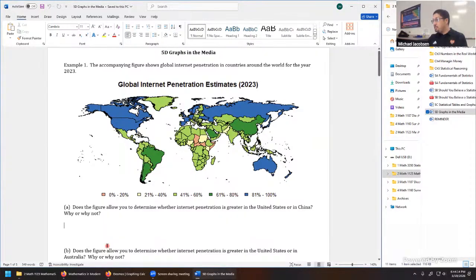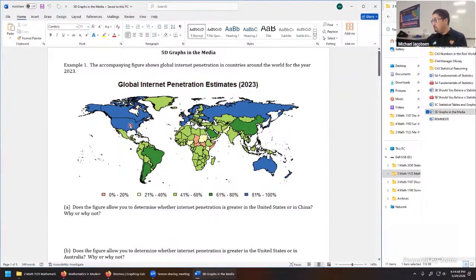So that's the story of the data so far. And part B are pretty similar questions. Part A asks, does the figure allow you to determine whether internet penetration is greater in the United States or in China? Why or why not? Well, this is probably not the best exam question ever because we're not trying to test on the skill of geography. So it works better as a homework skill. But here's China, here's the United States.